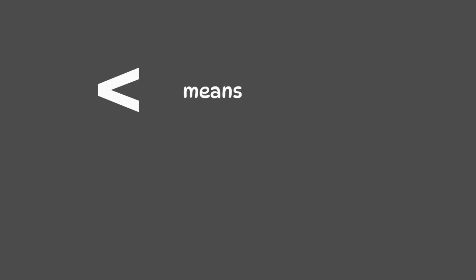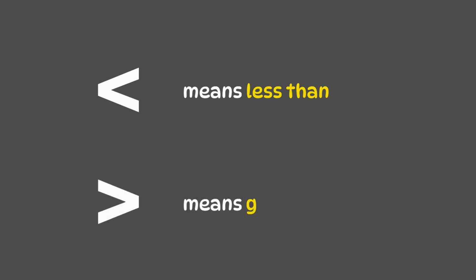Let's look at two numbers, 8 and 13. They are not the same. So, there is inequality between them. To show inequality, we use two special symbols. This symbol opening to the right side means less than, and this one opening to the left hand side means greater than.